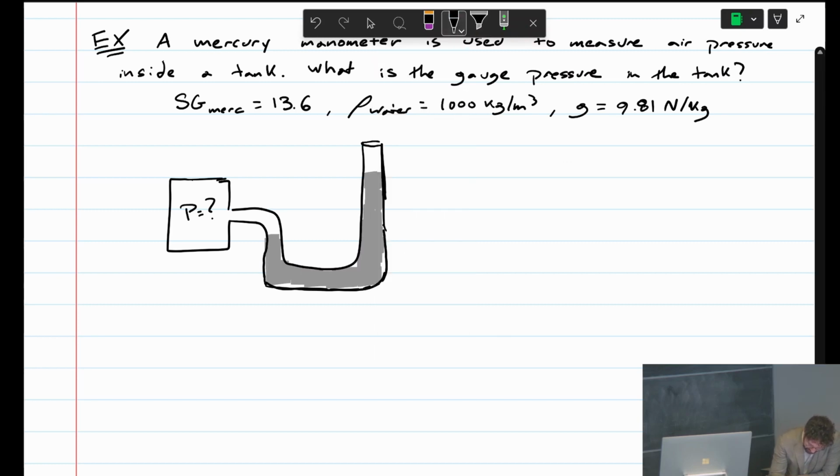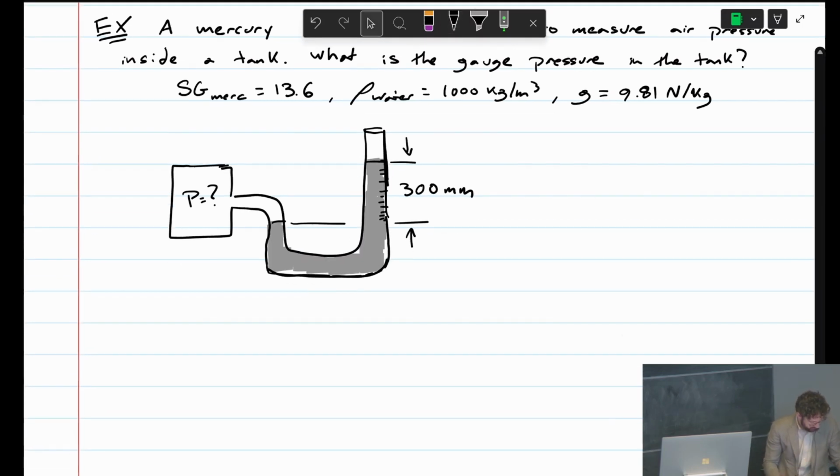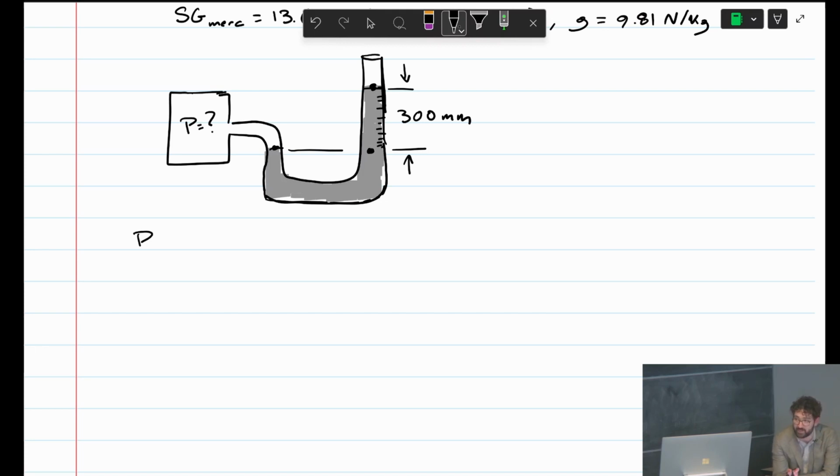We have usually some sort of gradations there, so we can actually measure the height of that. So say I tell you that the height difference between these 2 points is 300 millimeters. So in gauge pressure units, then we can say P0. So we're going to move basically from here to here in the mercury, and then assume that there's constant pressure as we move in air. Like I said, we can usually neglect the hydrostatic head of air because the density is so small.